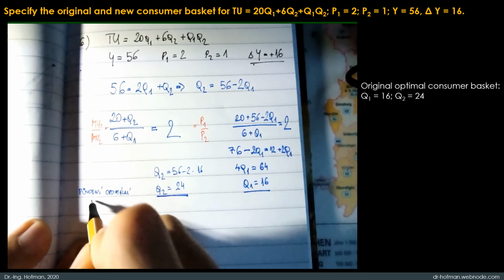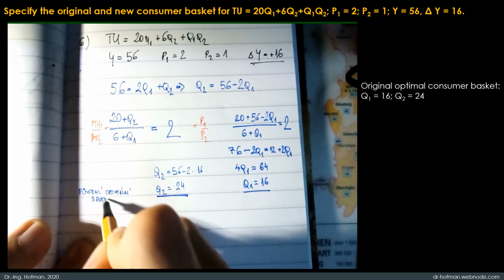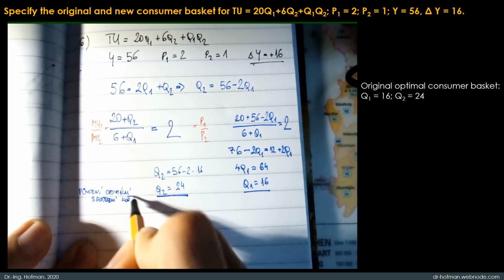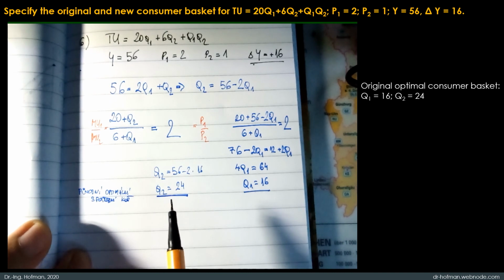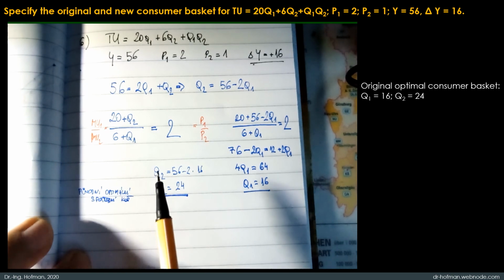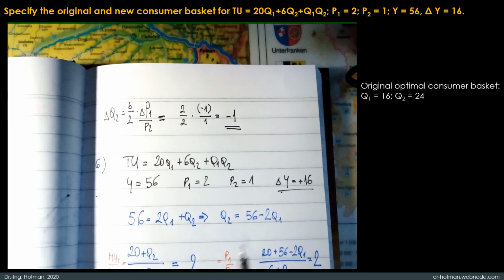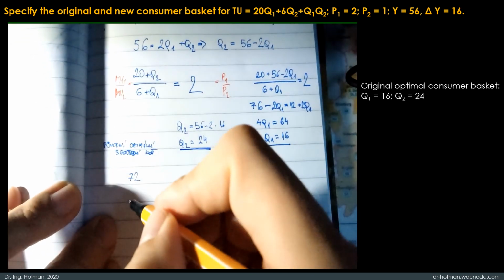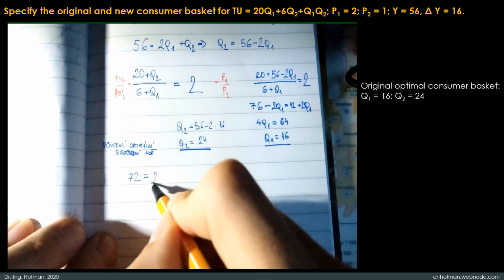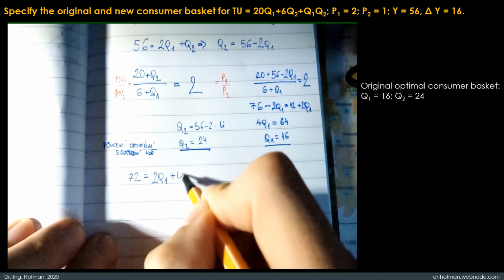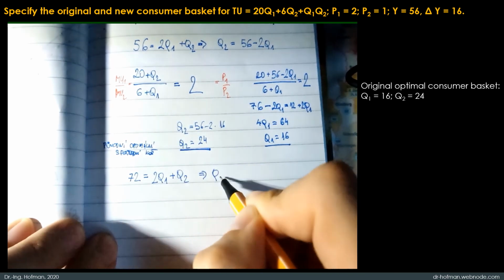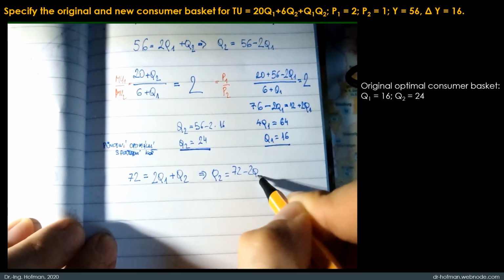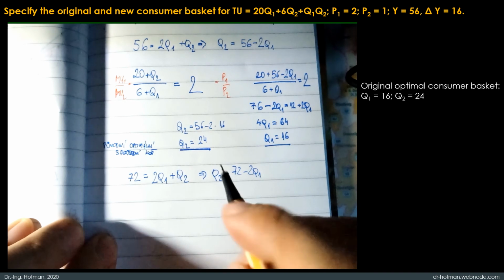And now, after we calculated the original optimal consumer basket's coordinates Q1, Q2, we calculate these coordinates for the change in the yield, delta y, plus 16 euros. I just add this 16 euros to 56, which I had originally, and I get 72 euros. 2Q1 plus Q2 stays the same because the prices were unchanged. Q2 from here is 72 minus 2Q1.